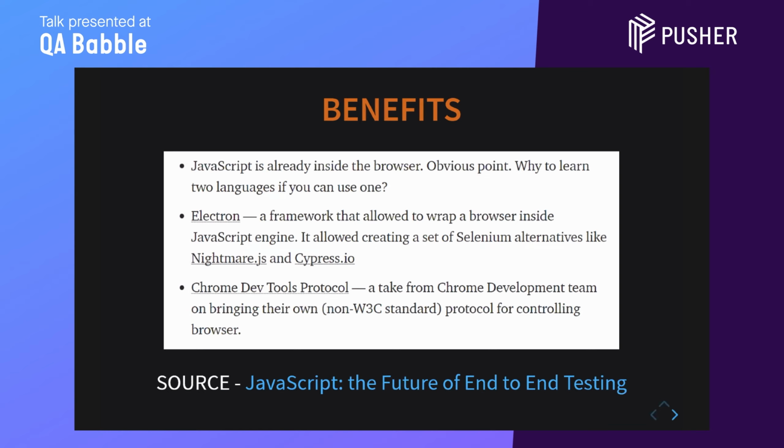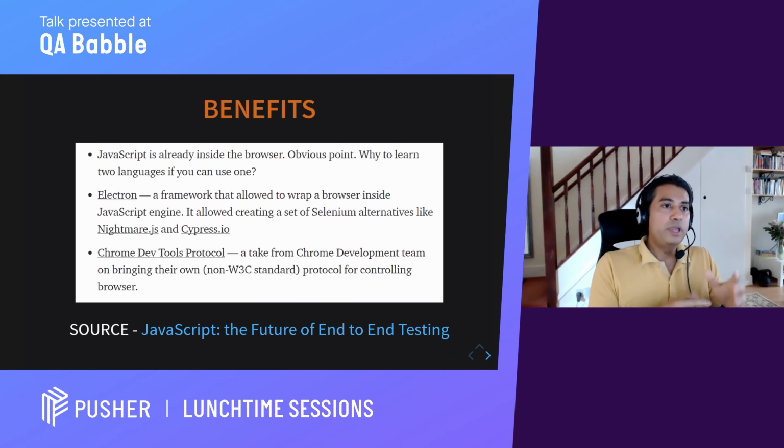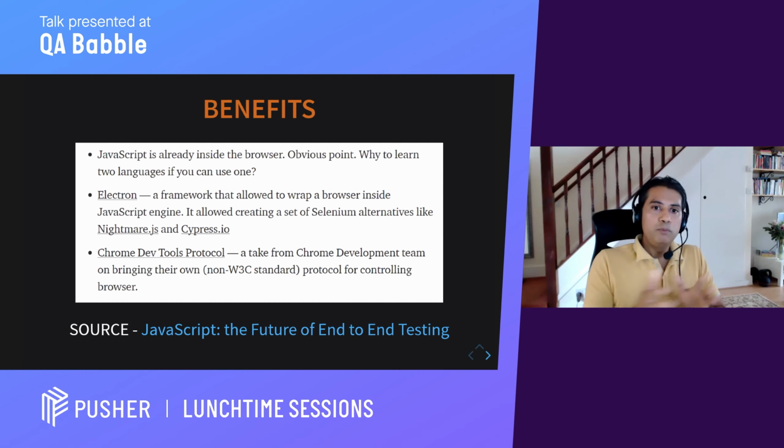But what are the benefits of using JavaScript? JavaScript is already in the browser. The browser has HTML, it has CSS, and it has JavaScript. So you can play with all the elements of a page using JavaScript. Plus, there is Electron, a framework that allows you to wrap a browser inside a JavaScript engine. A lot of applications are now Electron based, so you can interact with them. Plus, it uses the Chrome DevTools protocol. It's a non-W3C standard.